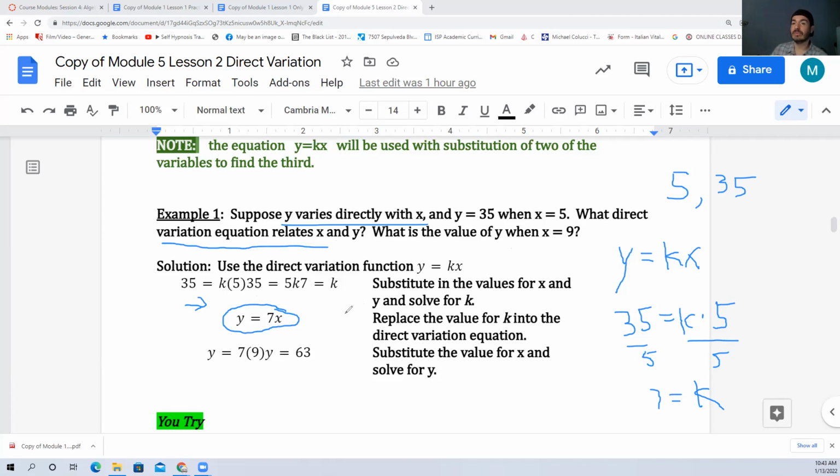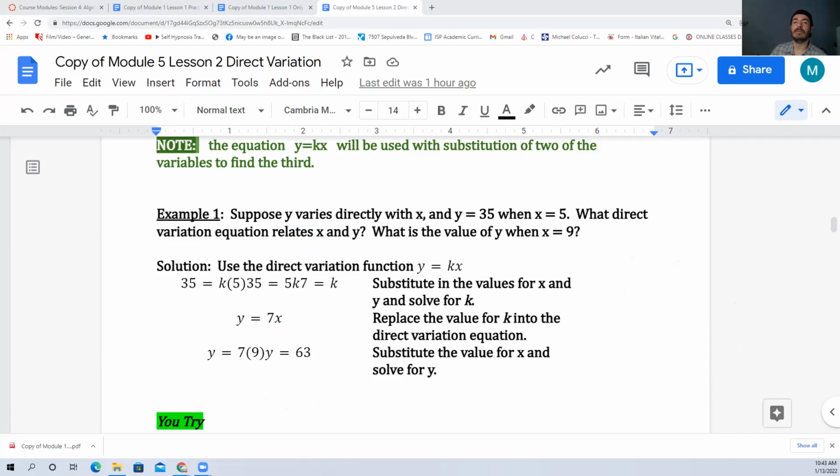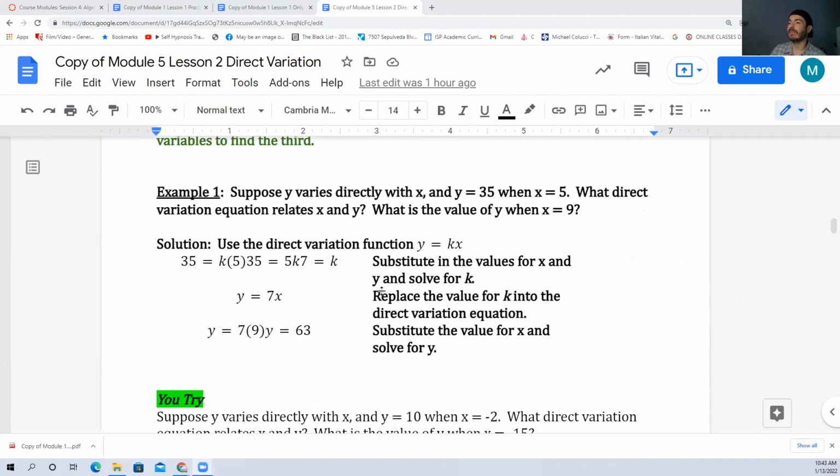What is the value of y when x is 9? Well, now I have an equation. I don't need to worry about k. I only have 2 unknowns, and they're giving me one of them, the variable. So I'm just going to plug in 9 for that x. So I'm going to end up with y is equal to 7 times 9, and I'm going to end up with y is equal to 63 for x is equal to 9. Okay. Let's clear that. Boom. Let's scroll down and see what else they got for us.